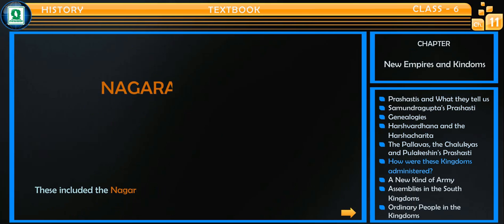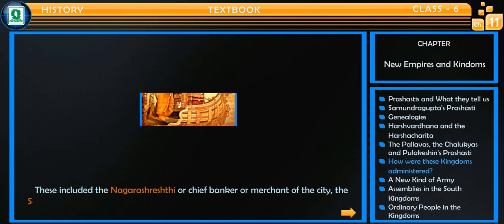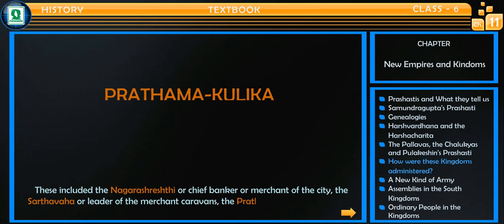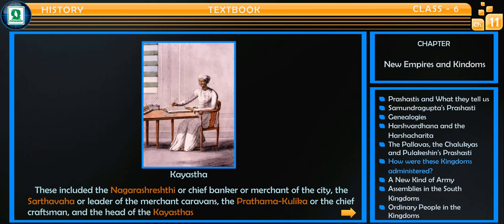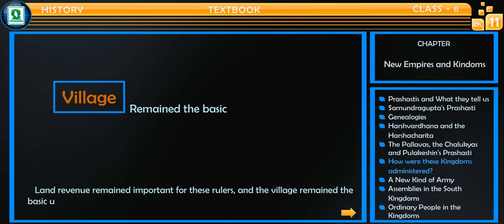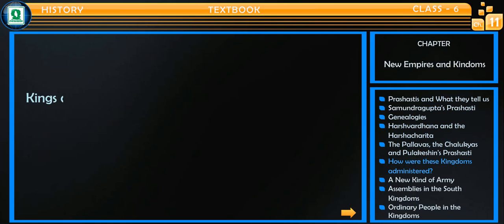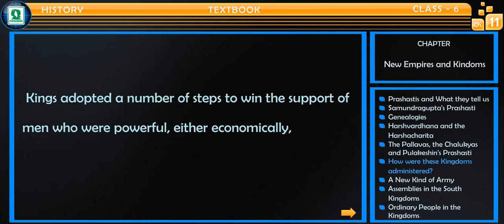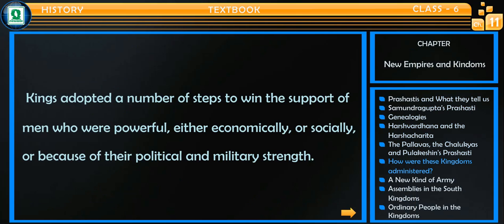These included the Nagara Shreshthi, or chief banker or merchant of the city, the Sarthavaha, or leader of the merchant caravans, the Prathama Kulika, or the chief craftsman, and the head of the Kayasthas, or scribes. Land revenues remained important for these rulers, and the village remained the basic unit of administration. Kings adopted a number of steps to win the support of men who were powerful, either economically or socially, or because of their political and military strength.